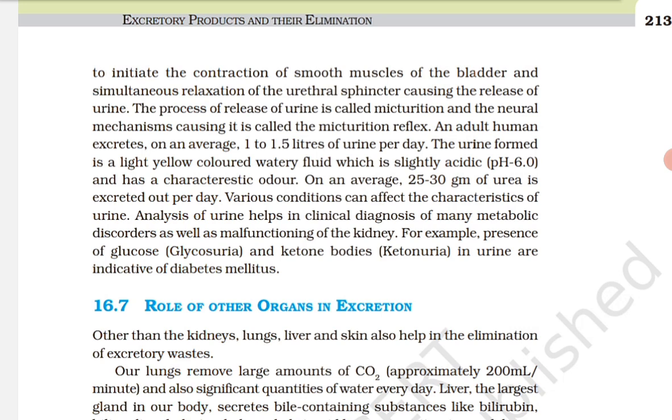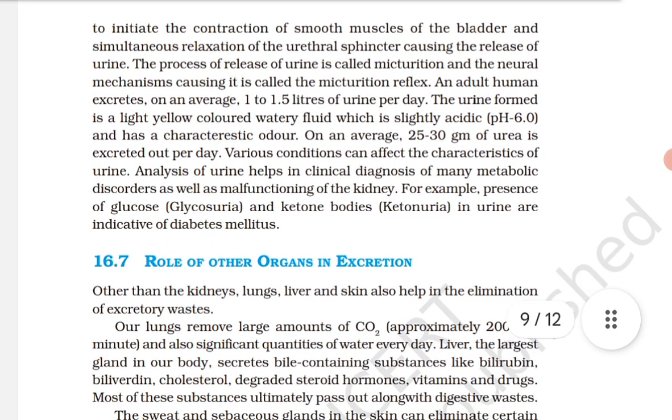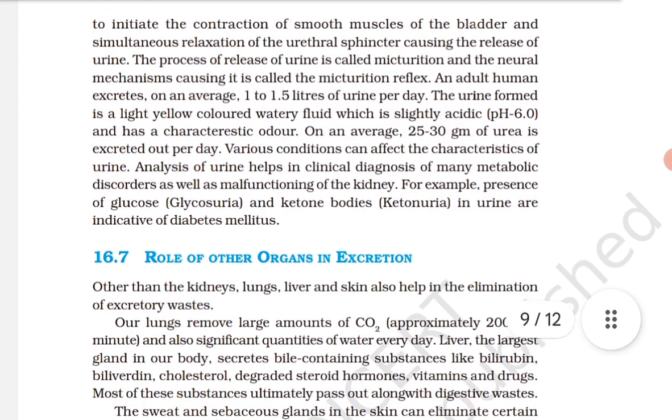The sweat and the sebaceous gland in the skin can eliminate certain substances through their secretion. Sweat produced by the sweat gland is a watery fluid containing NaCl and a small amount of urea, lactic acid, etc. Sweat क्या क्या contain करता है? NaCl, that is sodium chloride, a small amount of urea and lactic acid, etc. Though the primary function of sweat is to facilitate a cooling effect on the body surface, it also helps in removal of some of the waste mentioned above.